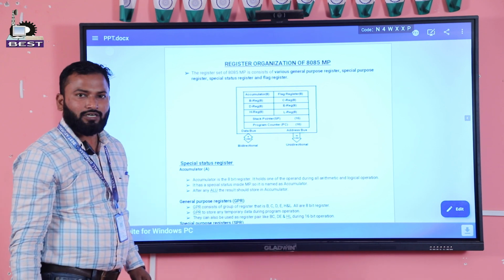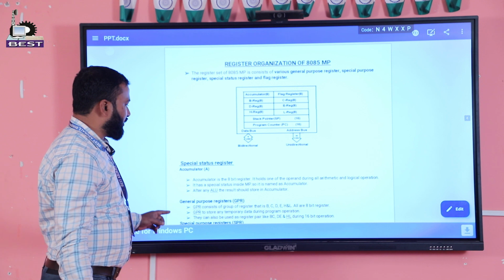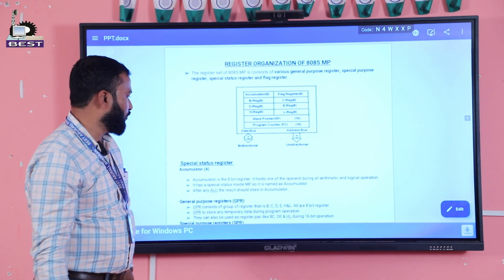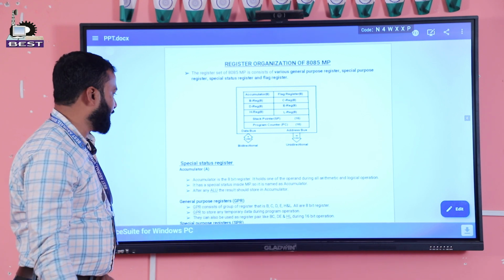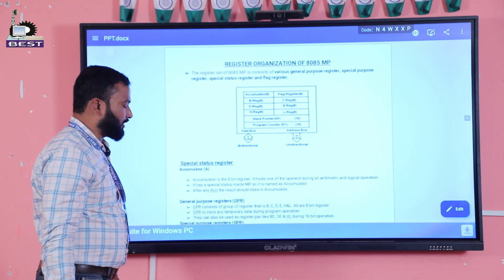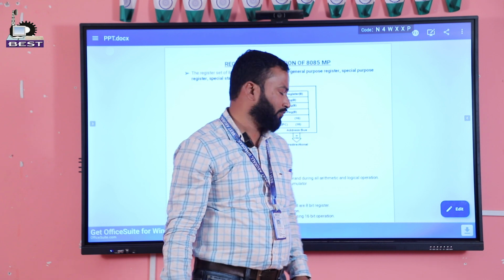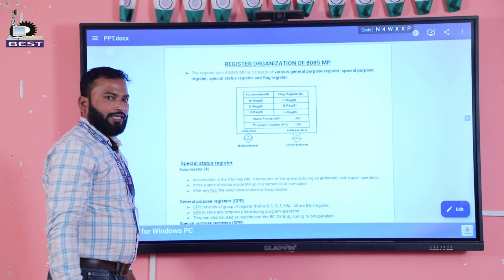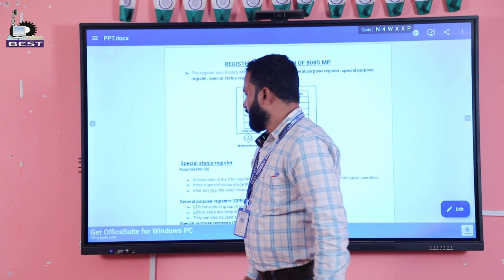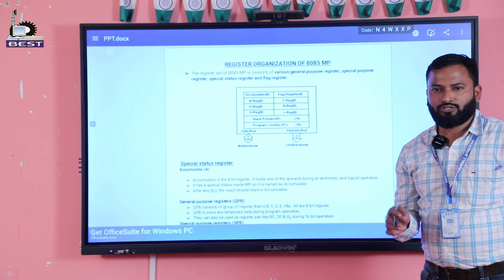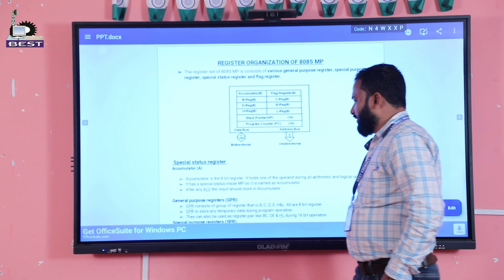The accumulator means what? Accumulator is an 8-bit register. It holds one of the operands during all arithmetic and logical operations. It has a special status inside the microprocessor, so its name is accumulator. After any ALU operation, the result is stored in the accumulator.